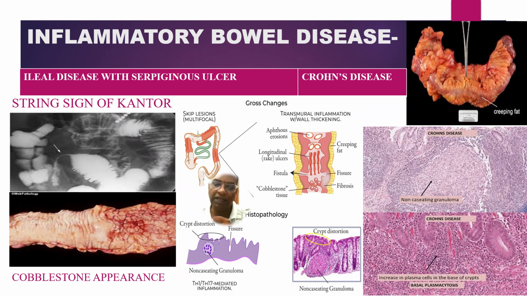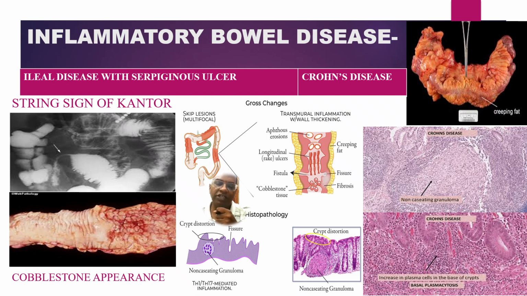Earliest manifestation will be aphthous ulcers. There will be cobblestone appearance. As shown in the picture, there will be cobblestone appearance because of the edema and swelling of the affected mucosa. In between, the normal mucosa will give an appearance which is irregular and it is called cobblestone appearance. And the bowel walls are fragile, resulting in fistula formation. The most common location will be perianal region. So, perianal fistulas are common in Crohn's disease.